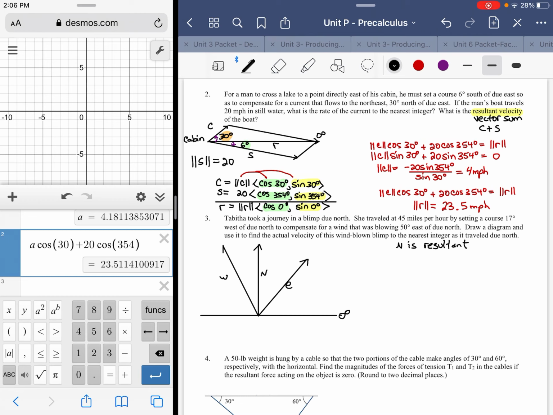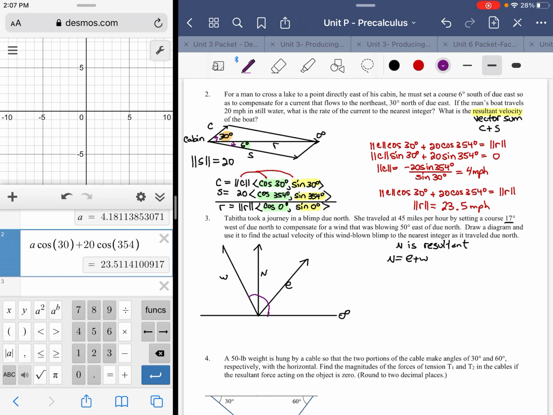So I'm going to call this E, and I'm going to call this W. I'm not going to go too crazy with the drawing of a parallelogram here. As long as we know that N is going to be E plus W, that's good enough. All right.